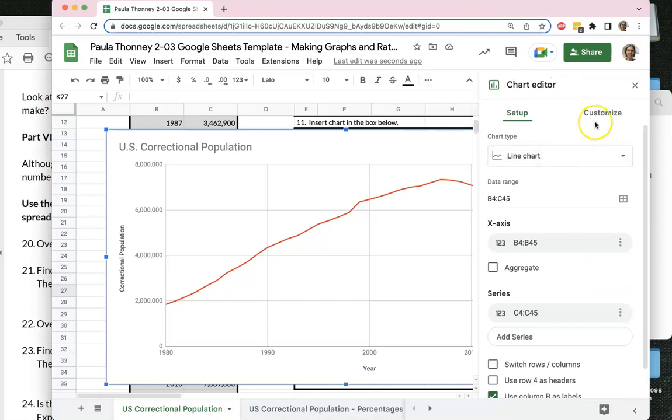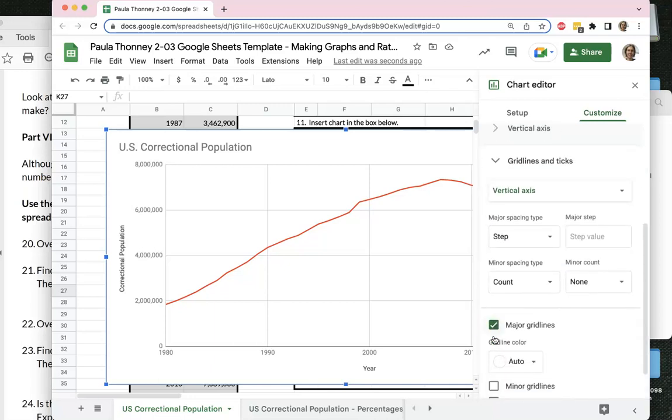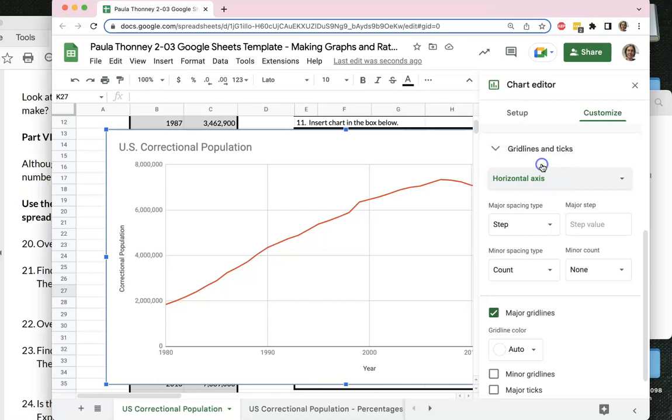So if we go to Edit Chart, Customize, Grid Lines and Ticks, Horizontal Axis. If instead of having the step be 10, we had it be 5, you see how I can increase the number of years in here? So that's a nice touch.